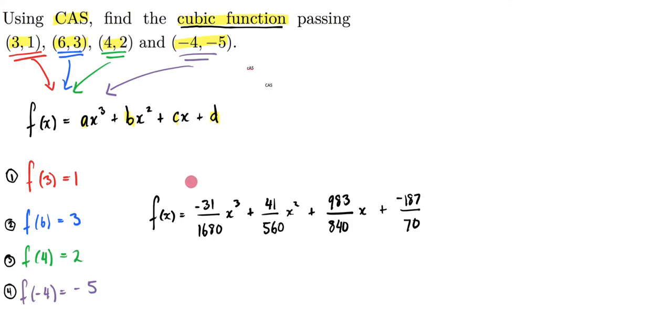So let's remind ourselves of what the question asked. It said, using CAS, find the cubic function passing through these points, and we have done that down here. This is what our cubic function is going to look like, which passes through those points. So let's give that a highlight, and let's put a red box around it.